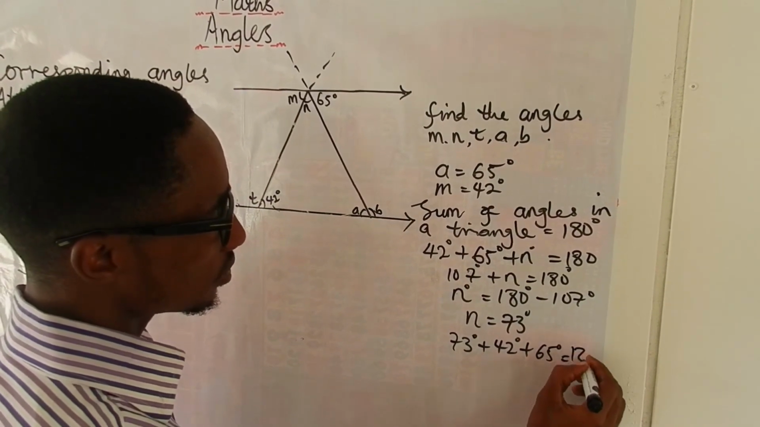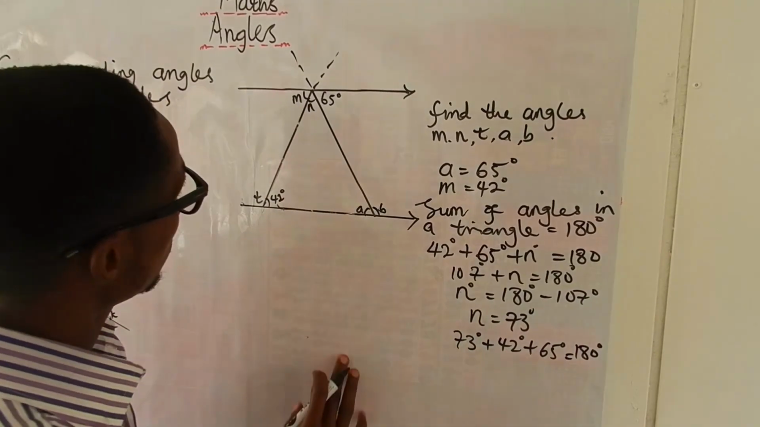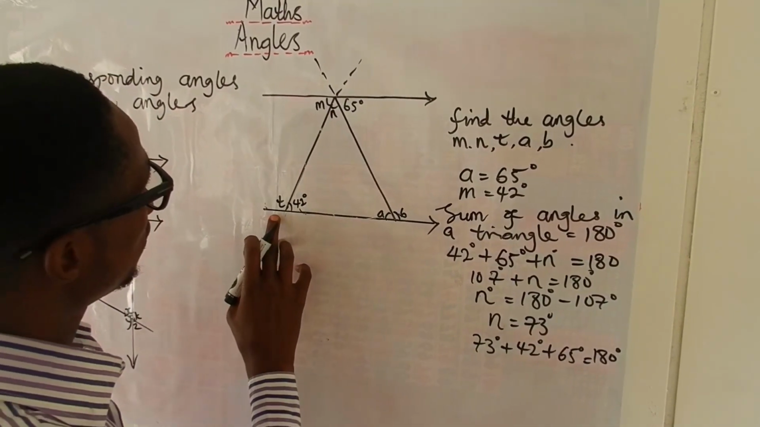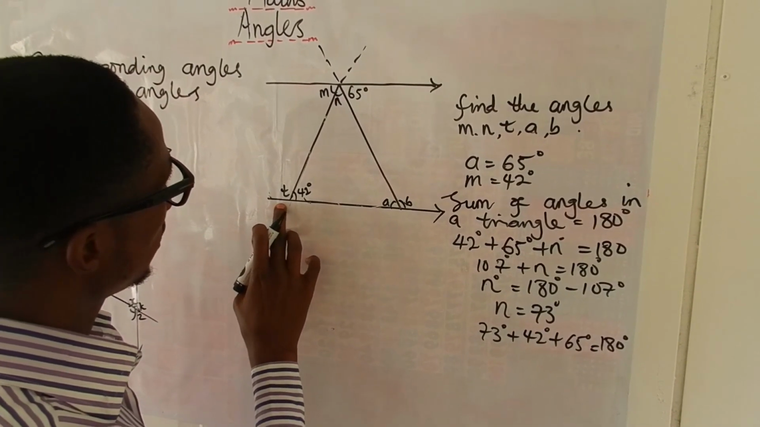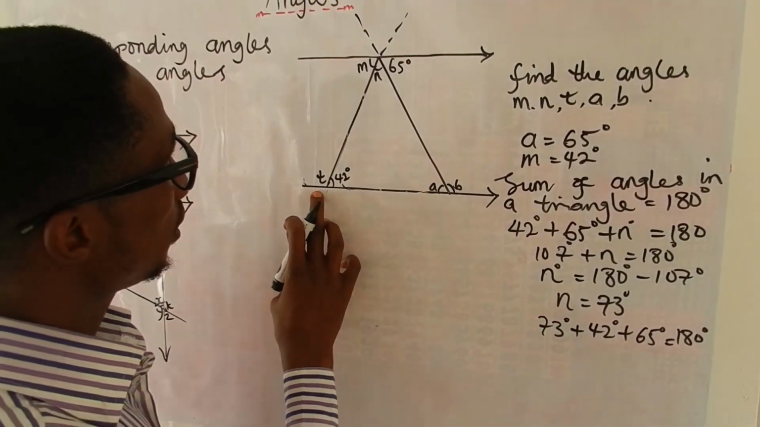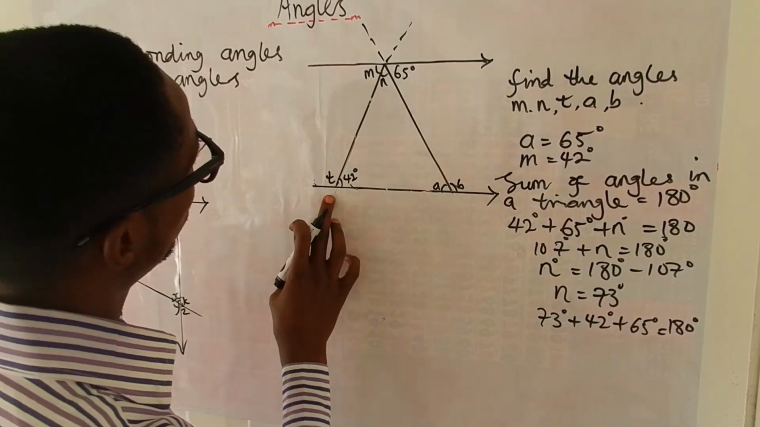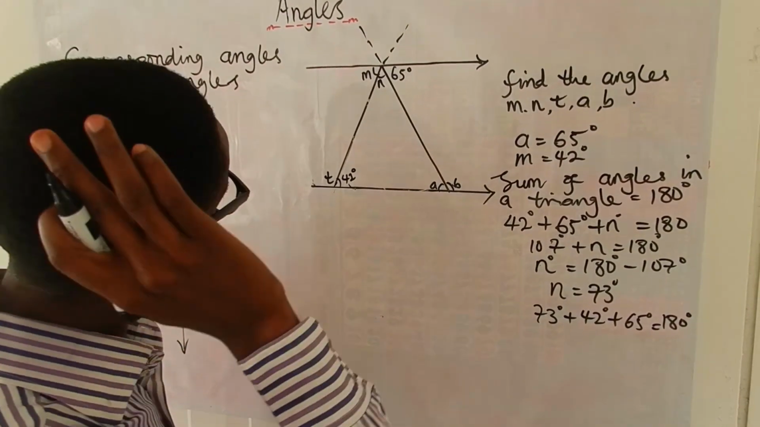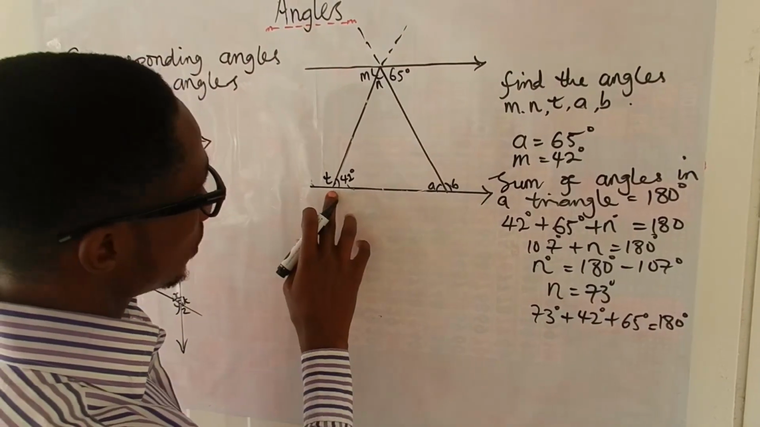So this sums up to 180 degrees. So that is correct. So what is the value for T? What is the value for T? I'm looking for the value of T. Now what do I say?